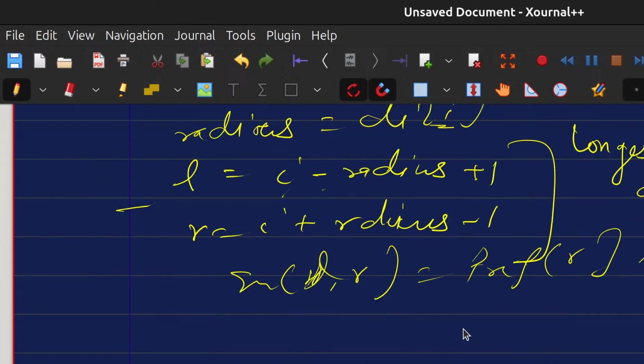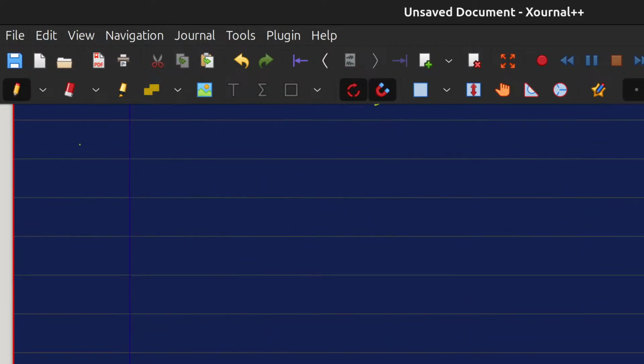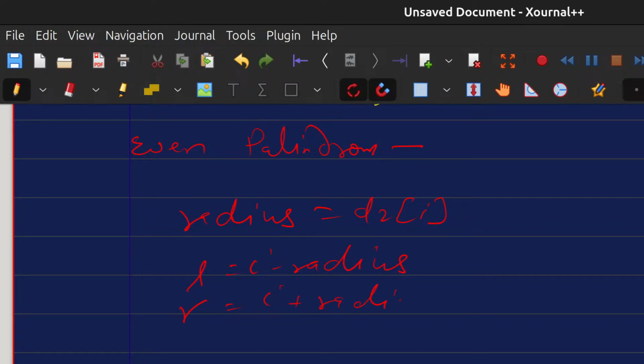And in case of an even palindrome, right, it's like radius is equal to d2 of i, L is equal to i minus radius, R is equal to i plus radius minus 1, like that.